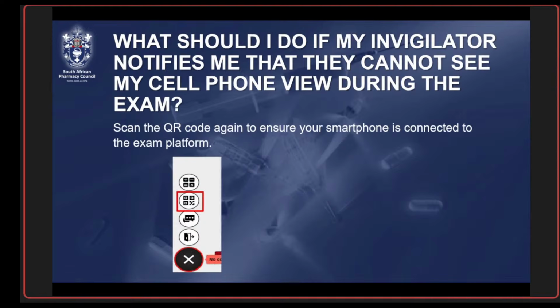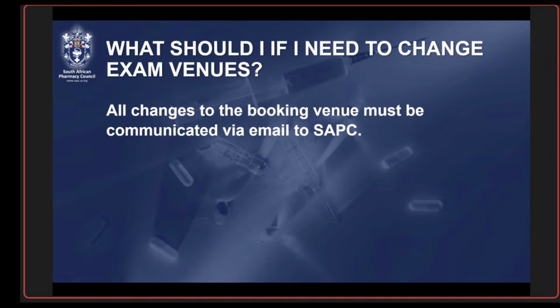What should you do if the invigilator notifies you that your cell phone view is not connected? You have to go to the circle with a plus sign in your left corner. Click on it, then you have the option for the QR scanning. Then you can use the QR scanner on your phone to reconnect.